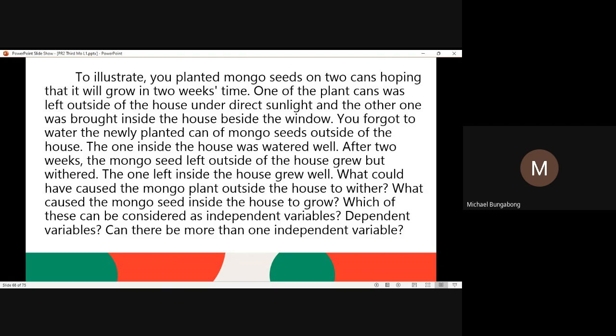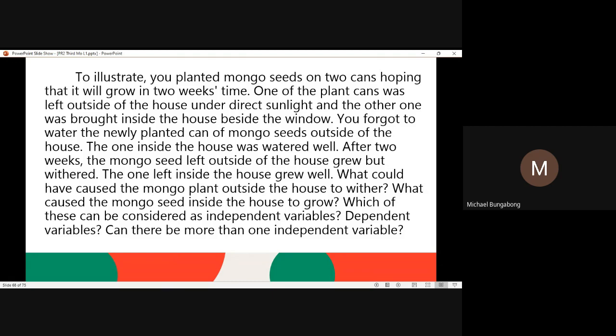Okay? So, in that particular situation, no, just to make it clear, nagko-compare ka ng dalawang situations. Yung munggo na nilagay mo sa labas pero under the direct sunlight, yung isa namang munggo nilagay mo sa may bintana, no, malapit sa gilid ng bintana. At nakakalimutan mong diligan yung sa labas na tinanim mo na munggo. And sa loob naman lagi mong dinidiligan. All right? Then after 2 weeks, yung isa tumubo na well sa loob ng bahay, yung sa may bintana banda. And the other one class tumubo nga pero withered naman. Mukhang lanta, no? Kulang sa aruga.